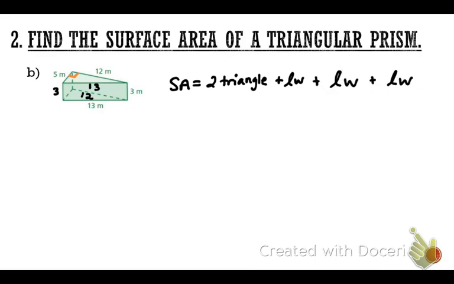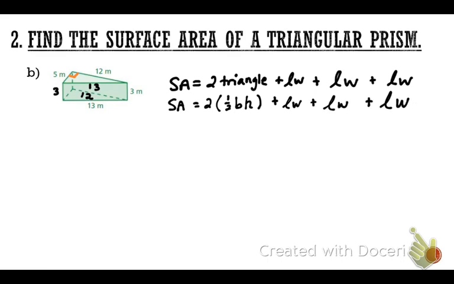And for the sake of space, I needed to go ahead and get rid of that extra triangle. So let's start with our formula. Surface area of two triangles. Remember, one triangle is going to be half times base times height, plus we've got these different rectangles here. So we're going to be adding the length times the width.